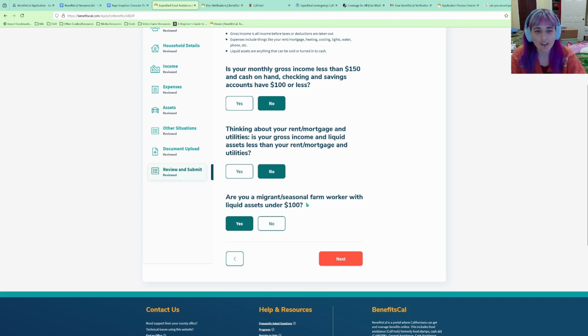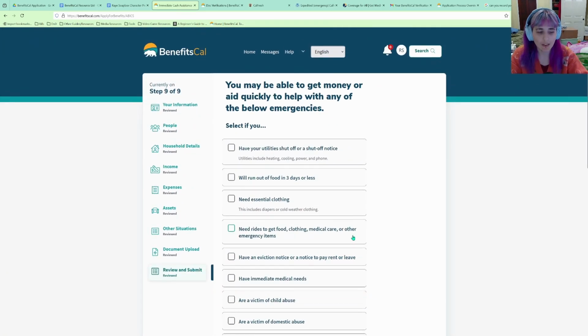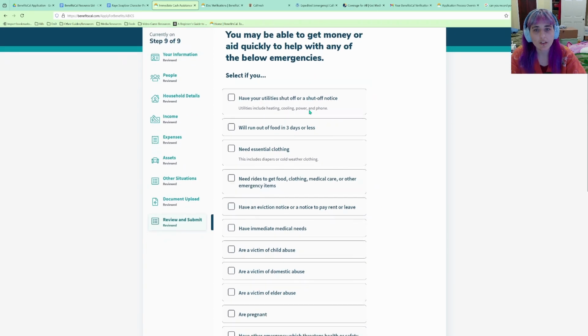Are you a migrant or seasonal farm worker with liquid assets under $100? We're going to put no for everything, but that's where you would, if you do have that qualification, I definitely encourage you to state that and get your case expedited if possible. So you may be able to get money or aid quickly to help with any of the below emergencies.